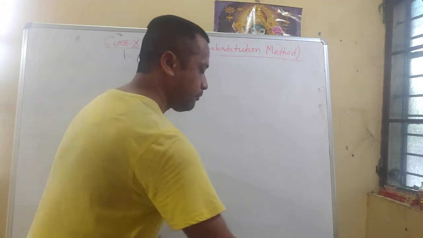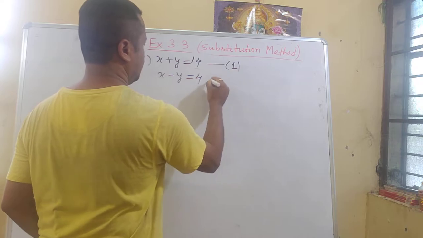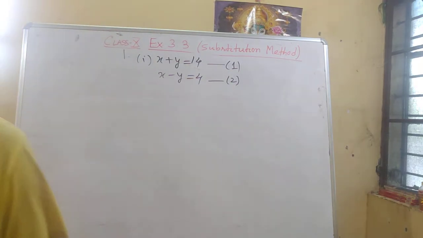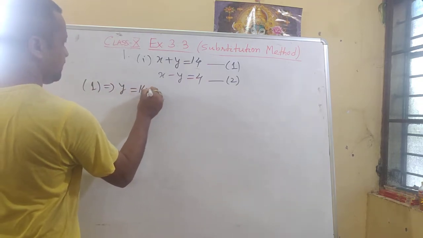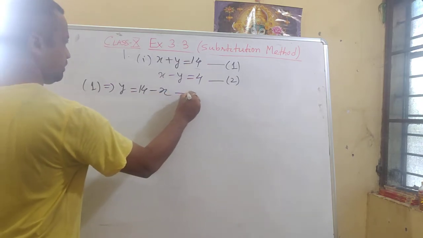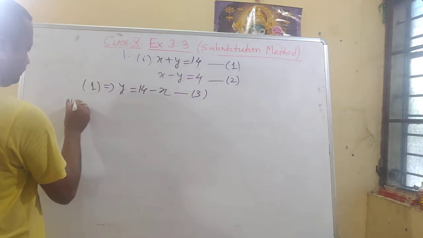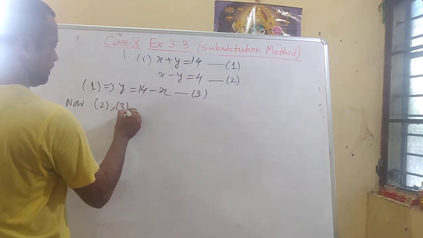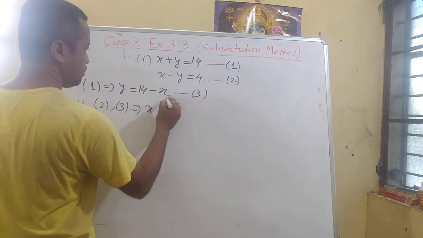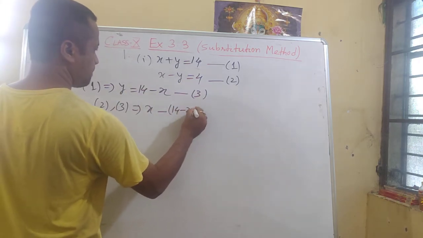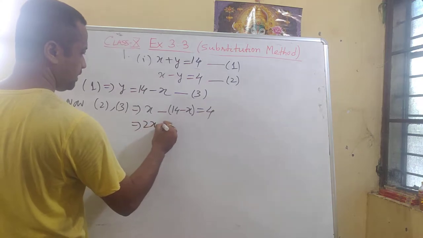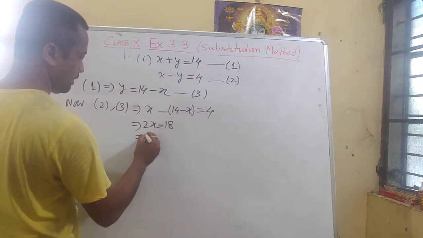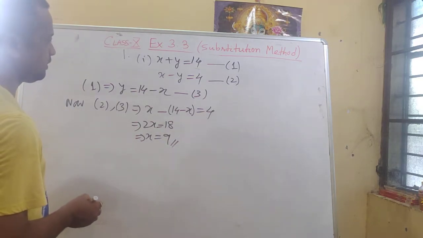So for this, mark this as equation number 1, mark this as equation number 2. Now 1 implies y is equal to 14 minus x. Next, it is equation number 3. Now 2 and 3 imply x minus y, where y is 14 minus x, is equal to 4. So if you simplify, 2x minus 14 is equal to 4, so 2x is 18, so x is equal to 9. So x is equal to 9 is the first solution.